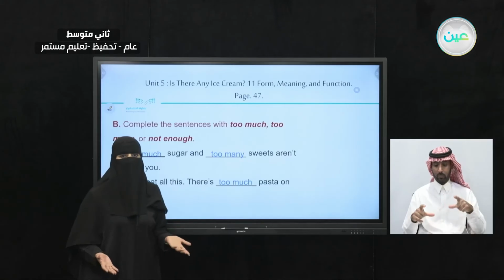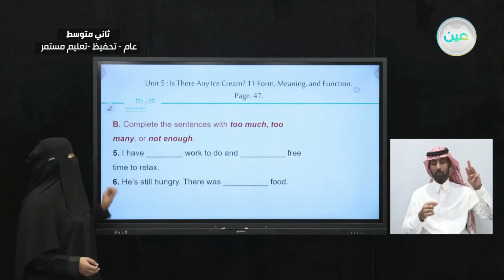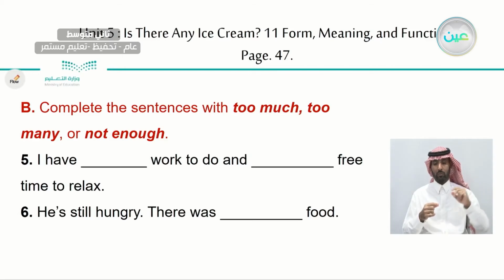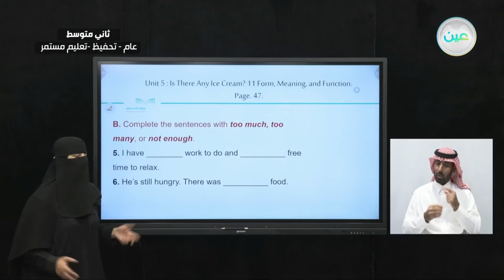Pasta, it's a non-count noun. That's why we used too much. Now, the next example. I have something here, work to do, and something free time to relax. So what are we going to use here? Too much, too many, or not enough?